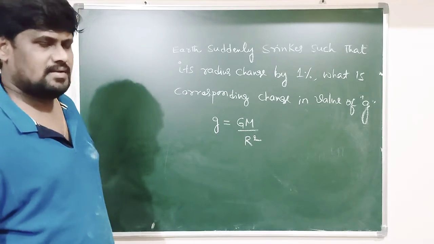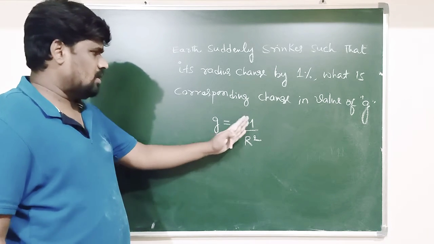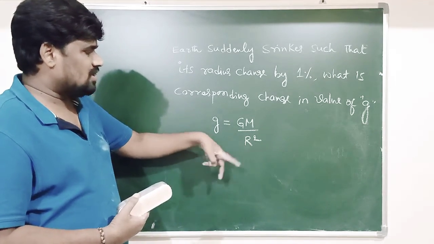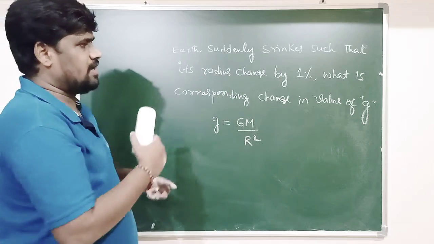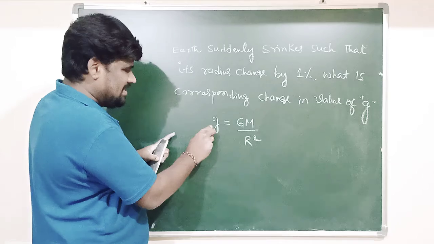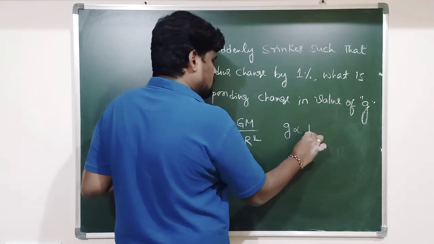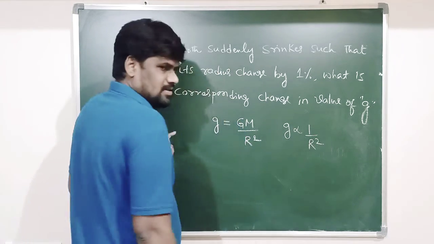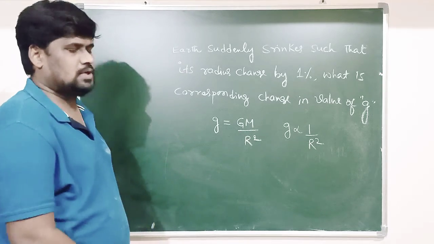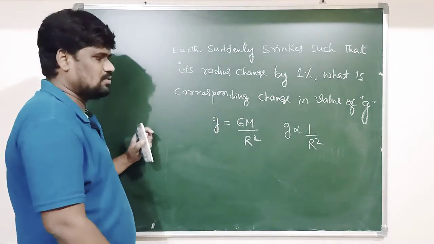Gm by r square. Here G is the gravitational constant, it is a constant. What is m? In this case, the mass of the earth, it is constant. R is what? Radius of the earth. But the radius of the earth is changed by how much percentage here? 1%. Therefore, how is g related to the radius here? Since G and m are constants, g is inversely proportional to the square of the radius.